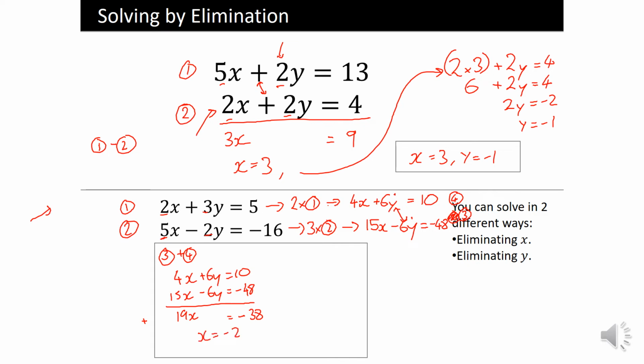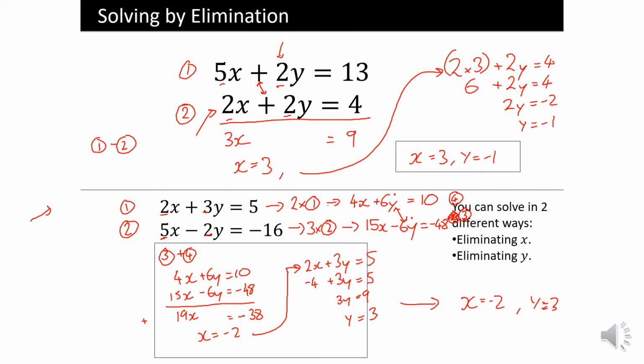And then from there, just substitute into, let's say, equation 1. So I've got 2 lots of minus 2, so that's minus 4, plus 3y equals 5. So adding 4 to both sides gives us 3y equals 9. Dividing by 3 gives me y equals 3. So the final solution is x equals minus 2, y equals 3.